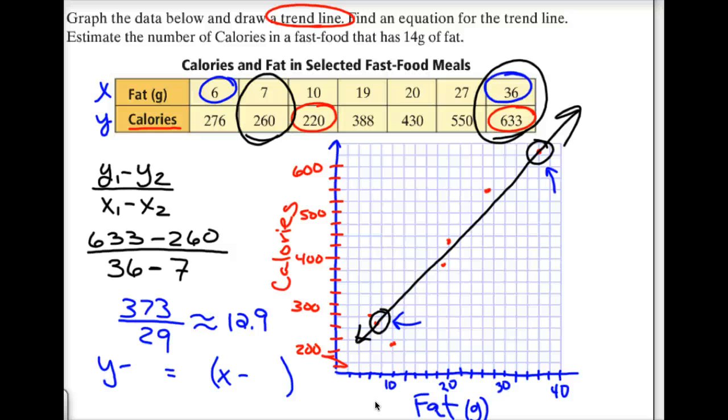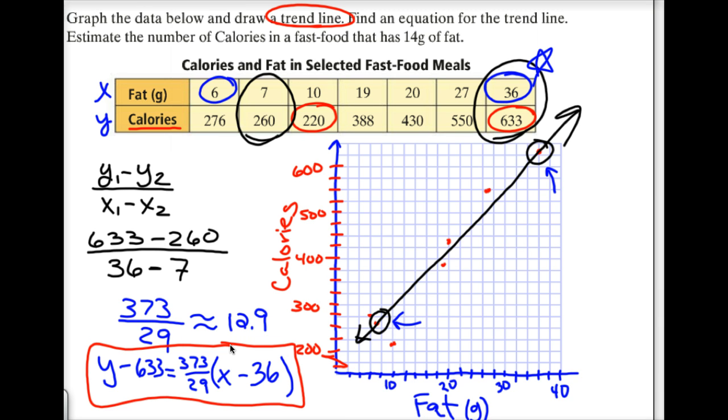I'm going to plug that in. I'm going to use the 36, 633. So in for x, I'm going to put a 36. In for y, I'm going to put 633. And then for the slope, I'm going to actually use that fraction, 373 all over 29. And that is how you get the equation of your trend line. Okay?